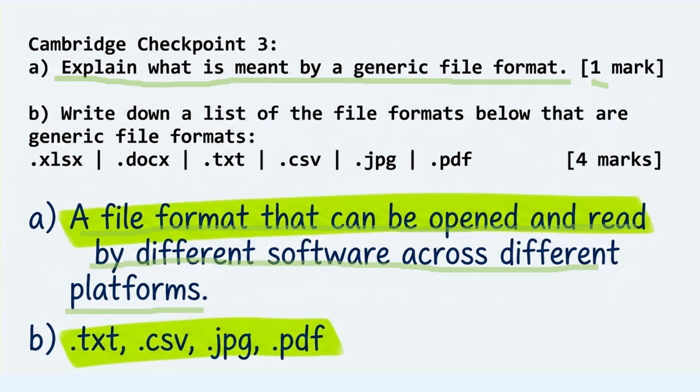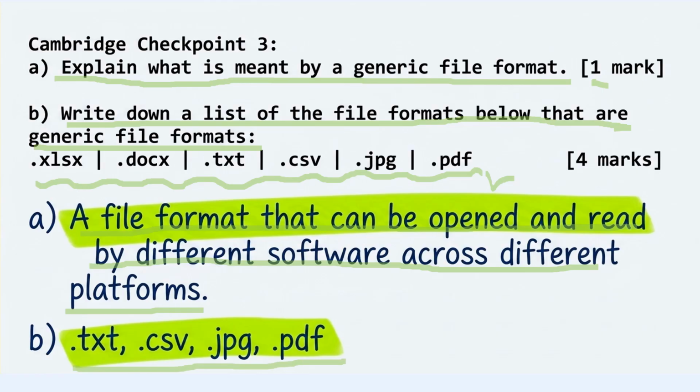B. Write down a list of the file formats below that are generic file formats. And here are some of the extensions. You have to choose from them. So the answer: .txt and .csv and .jpg and .pdf.